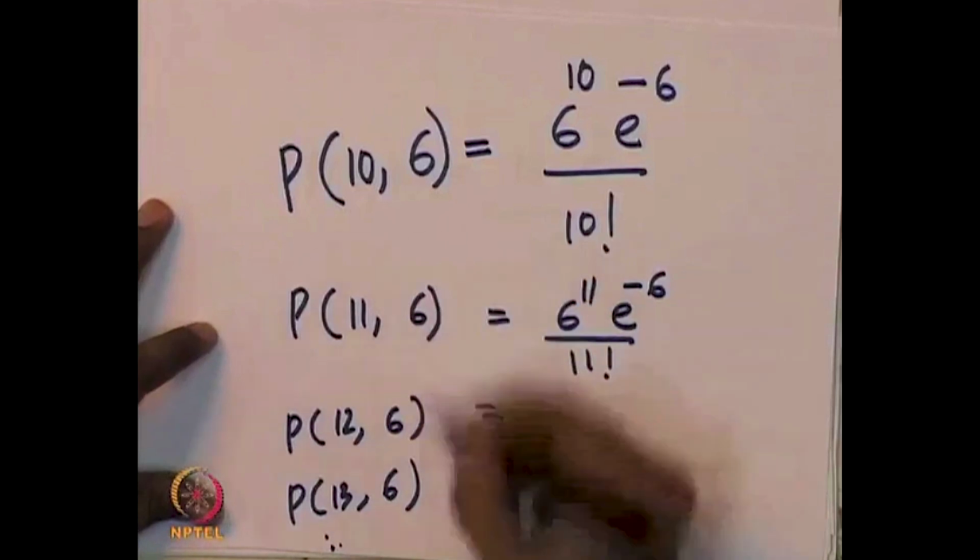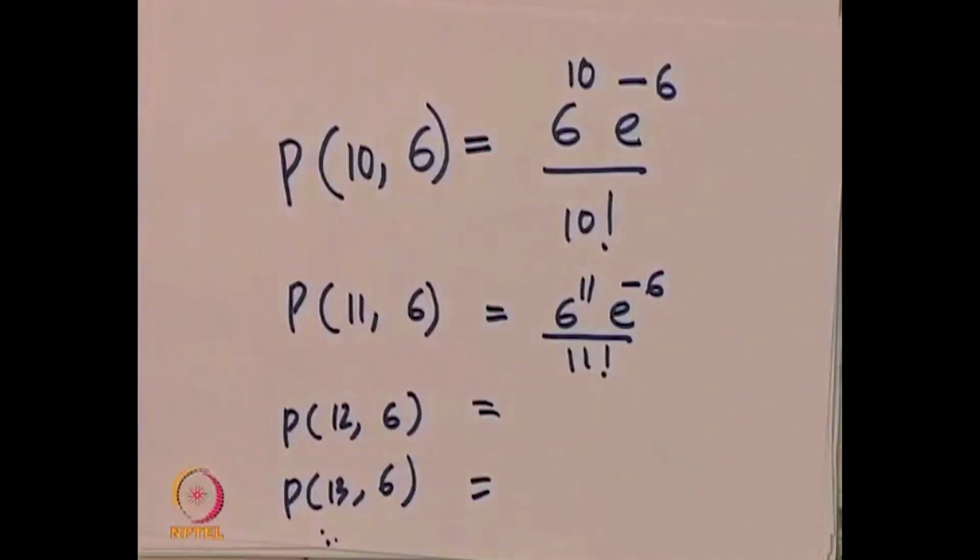So, you can calculate all of this. If you know all of this, you can ask the question, what is the probability of getting at least 10 mangoes?